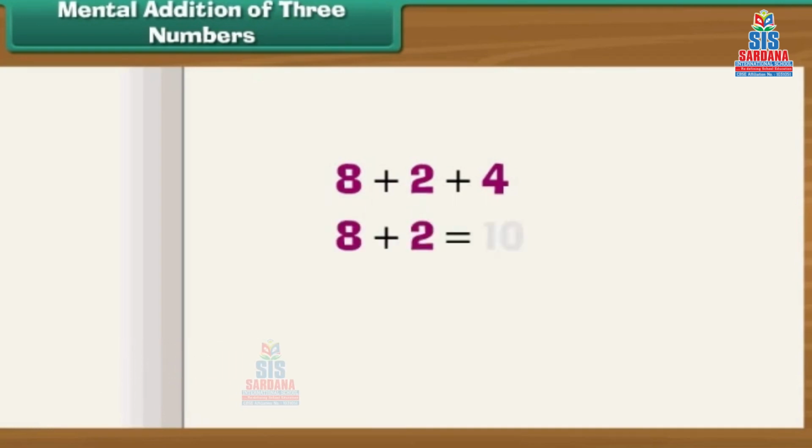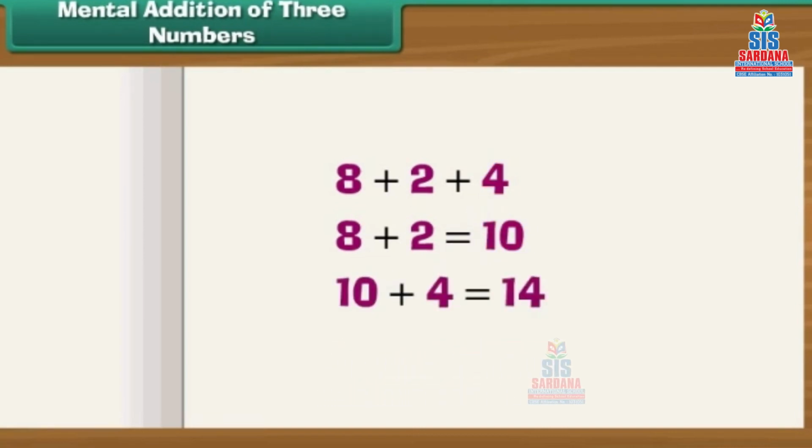Mental addition of three numbers. Let us now learn to add three numbers mentally. To add three numbers, we add two numbers first and then the third. We make sure that the two numbers that we add first make 10 or a number that ends with 0. It speeds up our addition.